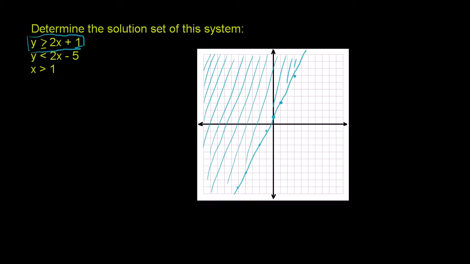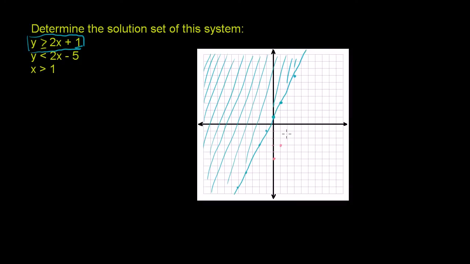Now let's do the second inequality. The second inequality is y is less than 2x minus 5. So if we were to graph 2x minus 5, something already might jump out at you: these two are parallel to each other. They have the same slope. So 2x minus 5, y-intercept is negative 5. X is 0, y is negative 1, negative 2, negative 3, negative 4, negative 5. Slope is 2 again. And this is only strictly less than, so we're not going to actually include the line.